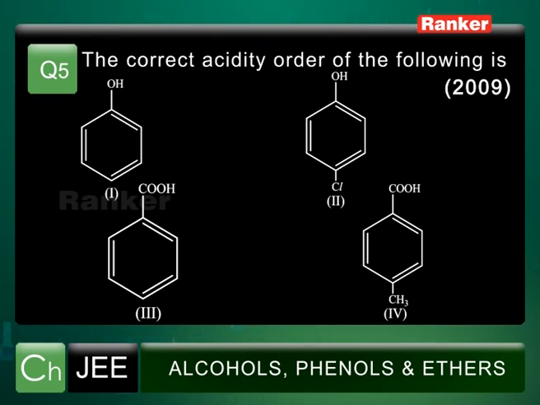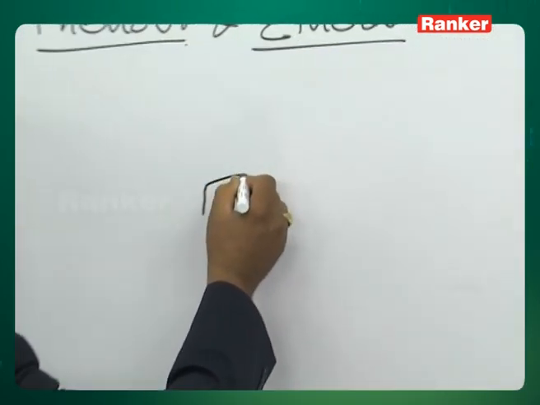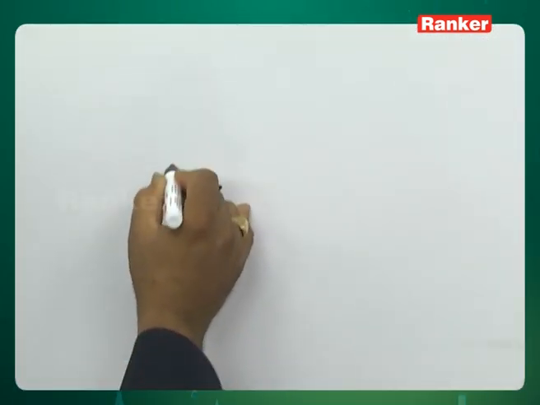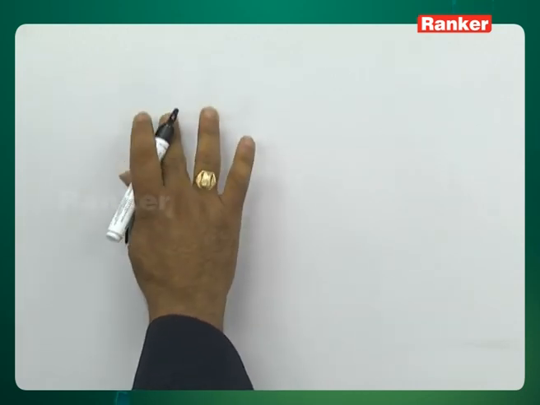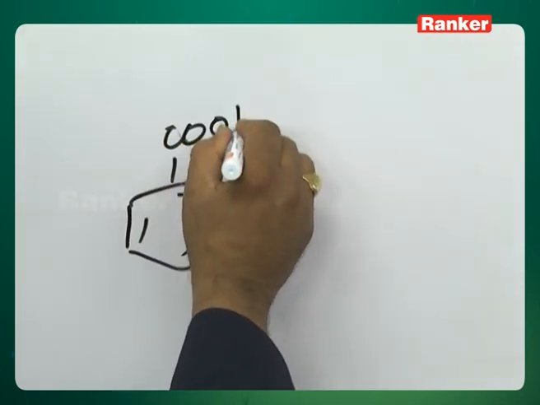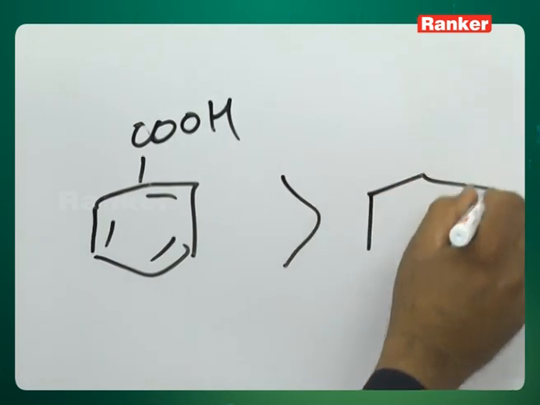Methyl is a plus I and plus hyperconjugation group, which decreases the acidity. So among the benzoic acids, benzoic acid is strong and methyl benzoic acid is weak. Among the phenols, chlorophenol is stronger and the ordinary phenol is weak. Now comparing phenol and benzoic acid, always benzoic acid is the stronger acid when compared with the phenol. A carboxylic acid, that is COOH, is a stronger one than the phenol.